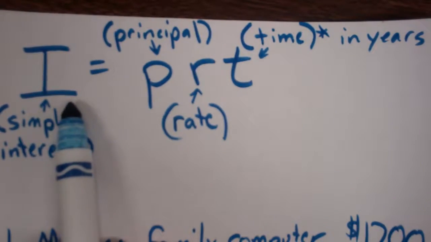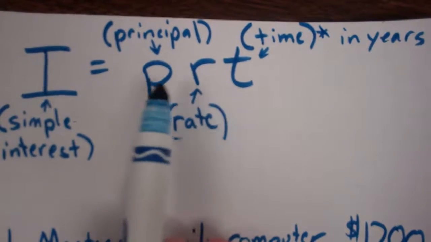Just so you see it, here's your formula. Interest, or simple interest, equals principal times rate times time. So let's talk about that.